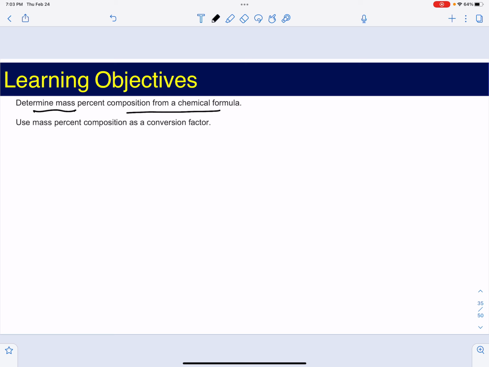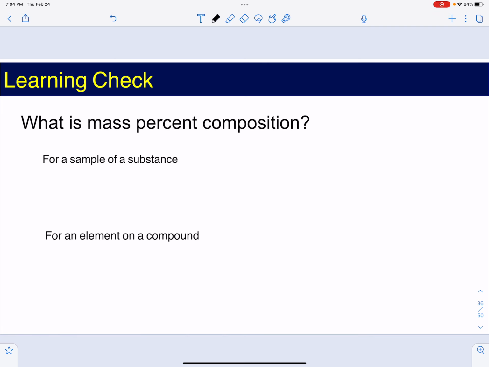Once we determine that mass percent, we're going to use that as a conversion factor, which you're very familiar with, right? It looks like a fraction with a unit on top and an equivalent unit at the bottom, and we can flip it depending on what we're trying to eliminate. So let's begin with this definition. What is mass percent composition?